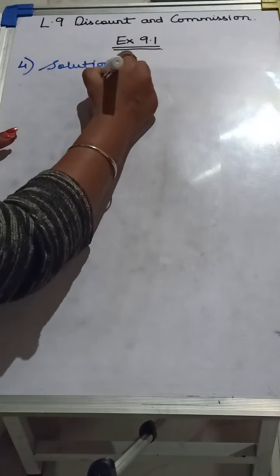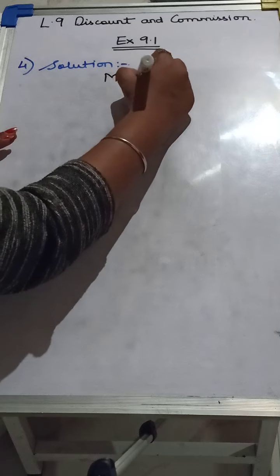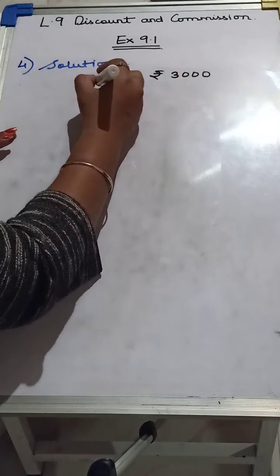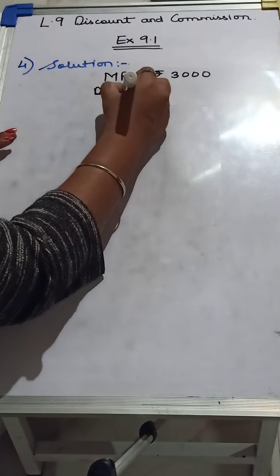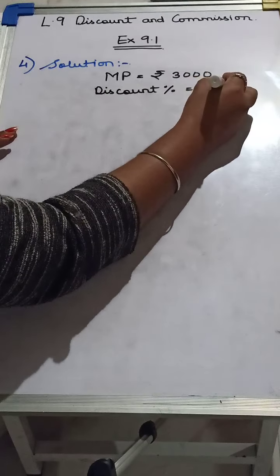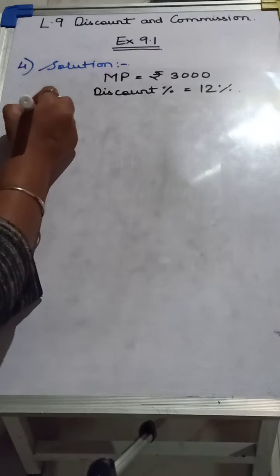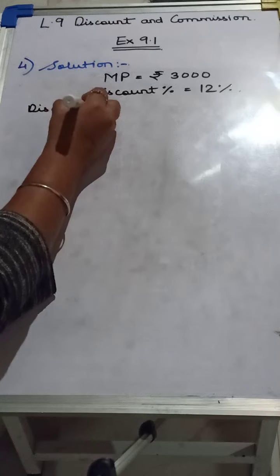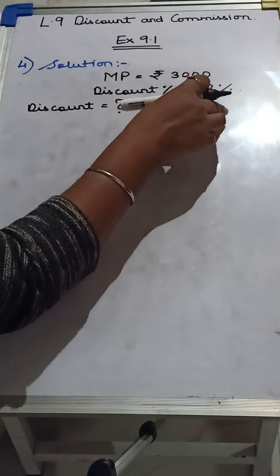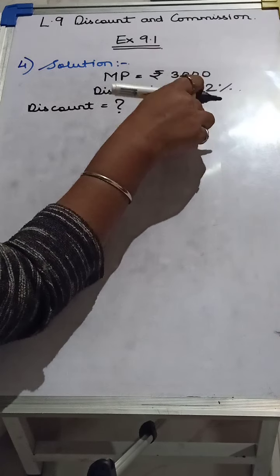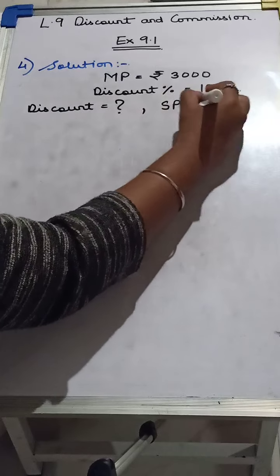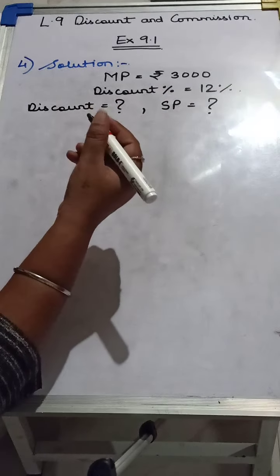What all is given? That is, MP is rupees 3000. Discount percent is 12%. What we are supposed to find is discount. First we are going to find discount, because we cannot find SP first, because to find SP we need discount. So first discount and then SP. Okay, so let us begin.